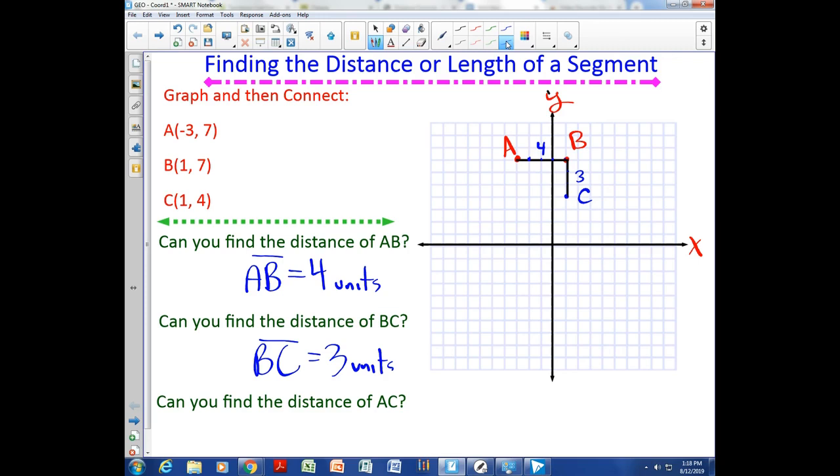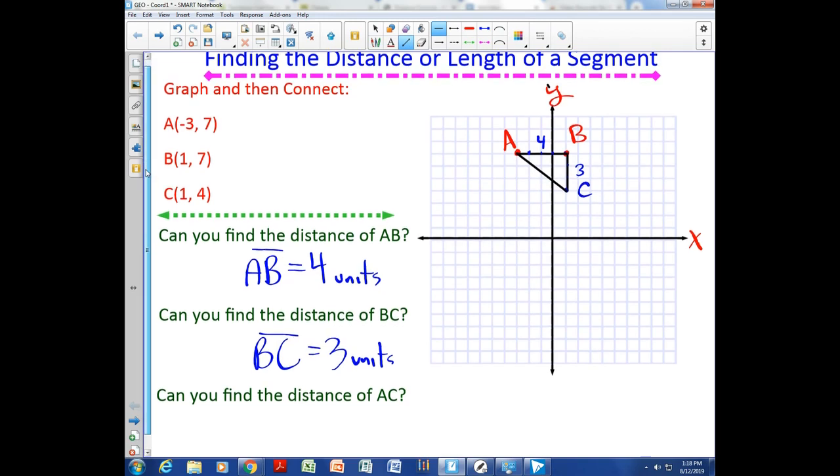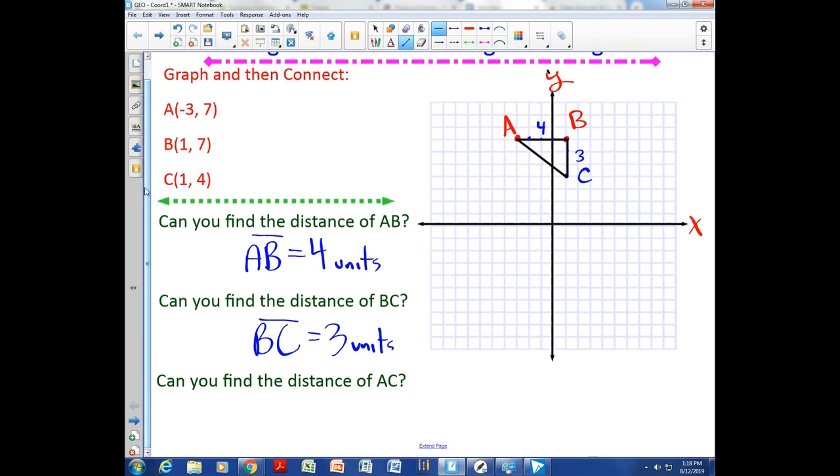However, the distance of AC is really the hardest part here. So I'm going to connect AC, and you can see from A to C is a diagonal. Well, the easiest way to find the length of a diagonal when you have a graph is to use the Pythagorean theorem. Now, the Pythagorean theorem says that a squared plus b squared is equal to c squared, where a and b are the legs, the vertical and the horizontal legs, and c is the hypotenuse.